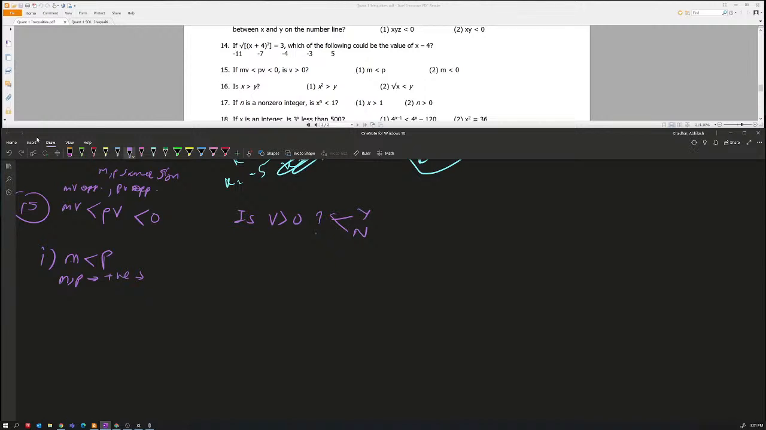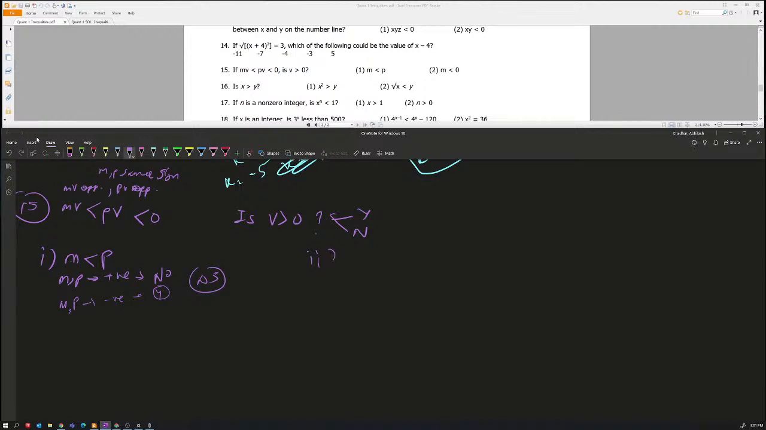So when M and P are positive, it says that M is less than P. Then whether V is greater than zero, yes or no, we get no as the answer. And when M and P are negative, since both of them have the same sign, this doesn't give us any information. So this is actually not sufficient. And because this is negative and we get a yes answer, this is anyway not sufficient.